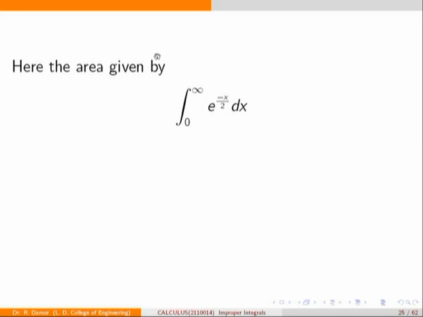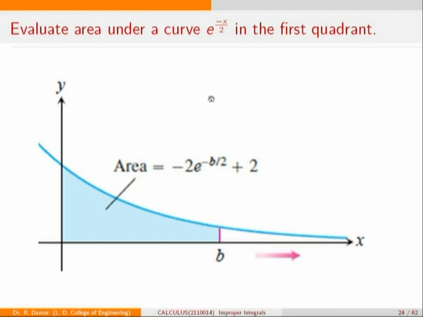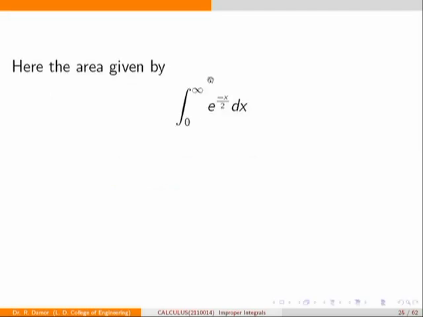Okay, so the area of this curve is given by the integral from 0 to infinity of e raised to minus x by 2 dx. Now see that this lower limit is fixed and the upper limit goes to infinity. So this is an improper integral of type 1, because one of the limits is infinity. So how do I rewrite this to evaluate the integral from 0 to infinity of e raised to minus x by 2 dx?